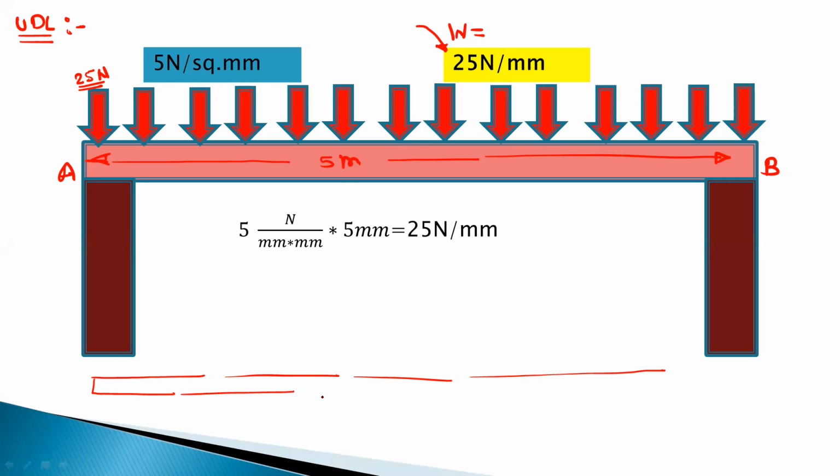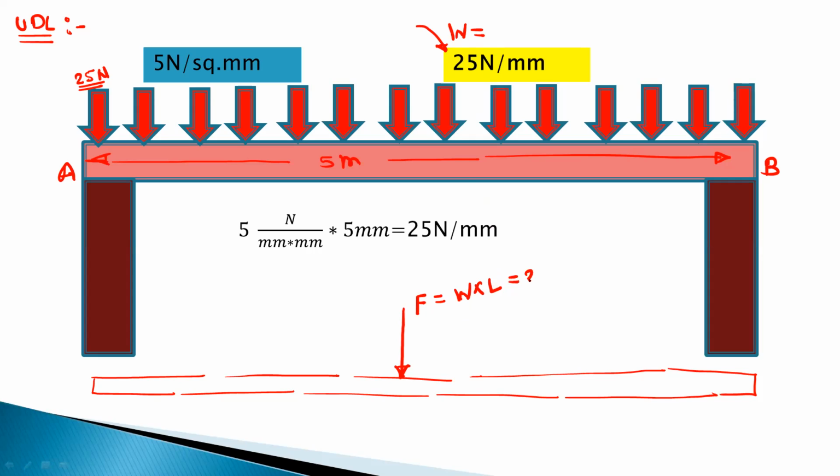So for the equivalent point load, this is the beam AB. We will convert this complete loading into a single load. So this is the F, that is the point load because of the UDL. Its magnitude is given as W, that is the intensity of UDL, into the span of the beam, that is W into L. So for this case, W is equal to 25 and length is equal to 5 meter. So this is equal to 125 Newton.